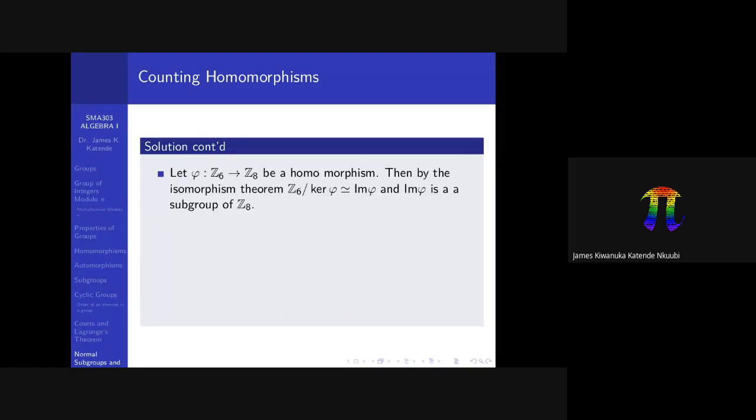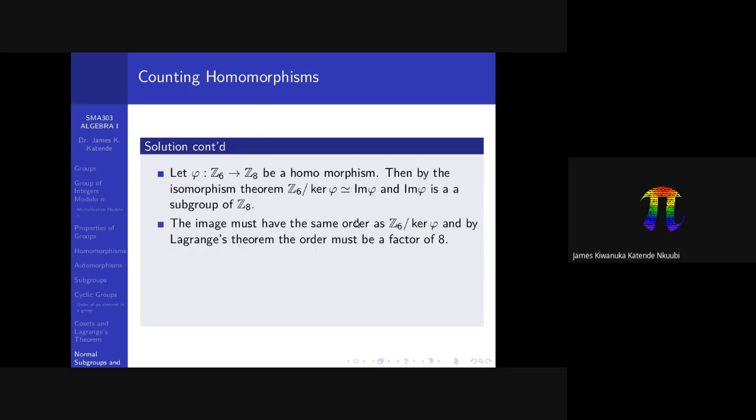Since we want to count the number of homomorphisms, we want to figure out, if you have a homomorphism, how will it behave? By the isomorphism theorem, we know that this factor group by the kernel will always be isomorphic to the image of the map. Earlier on, we also learned that the image must always be a subgroup of the codomain. In this case, the codomain is Z8, and the image is a subgroup of Z8.